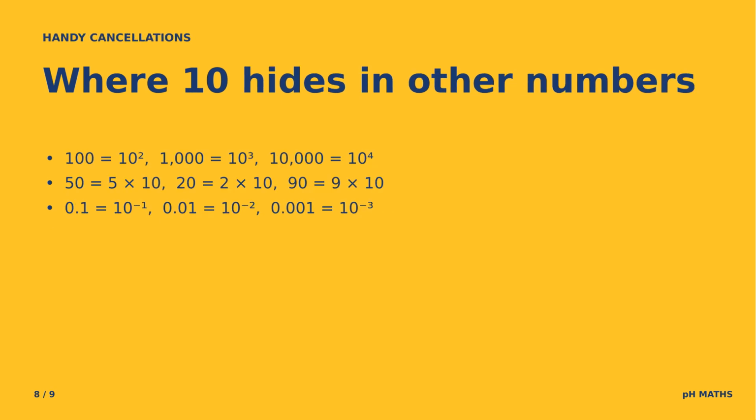Where 10 hides: 100 is 10 squared, 1000 is 10 cubed, 10,000 is 10 to the fourth, 50 is 5 times 10, 20 is 2 times 10, 90 is 9 times 10, 0.1 is 10 to the minus 1, 0.01 is 10 to the minus 2. Every percentage, every decimal shift, every standard form number has a power of 10 quietly doing the work.